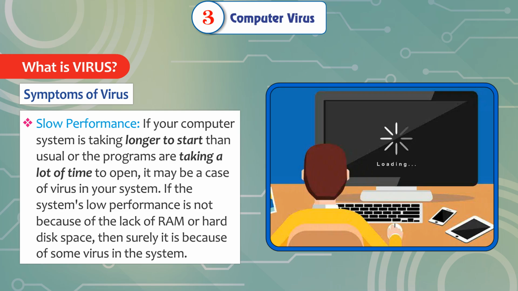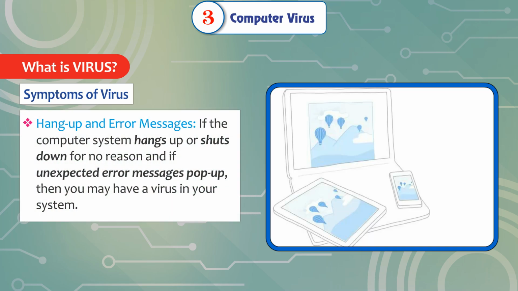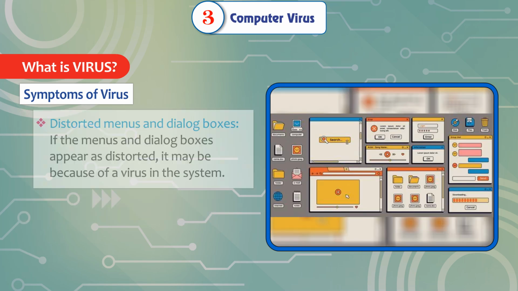If the system's low performance is not because of the lack of RAM or hard disk space, then surely it is because of some virus in the system. Missing files. Some malwares delete the files and programs from the system, or move them around or encrypt them so that you cannot locate the files at their place. Hang up and error messages. If the computer system hangs up or shuts down for no reason, and if unexpected error messages pop up, then you may have a virus in your system.